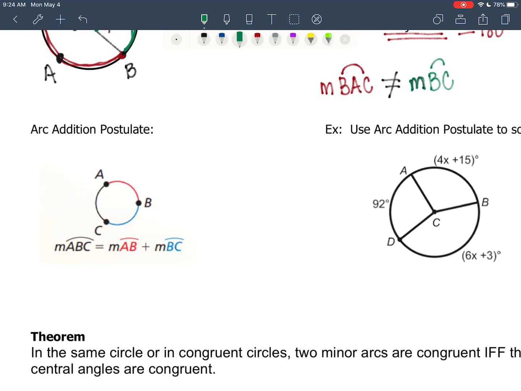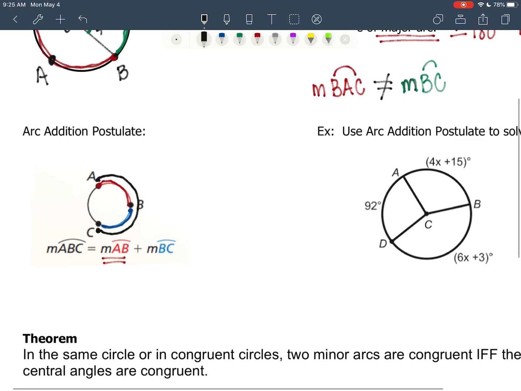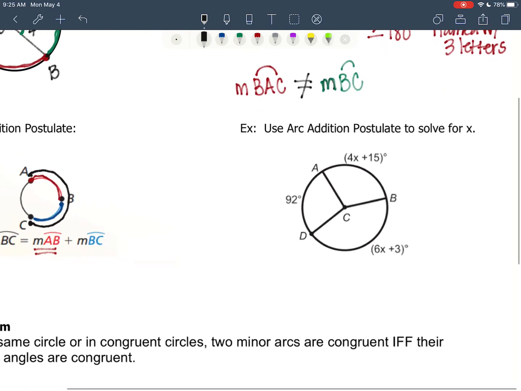And our arc addition postulate is just like the segment addition postulate or the angle addition postulate. A part plus a part equals a whole. So you can see here in color, the red part plus the blue part is equal to the whole thing, arc ABC. And we're going to use the arc addition postulate right here to show you how to solve for x.